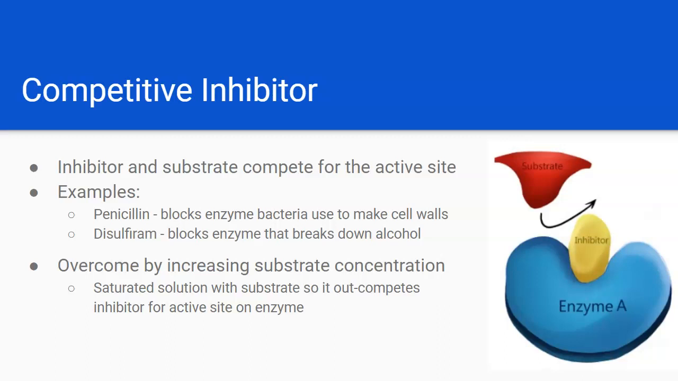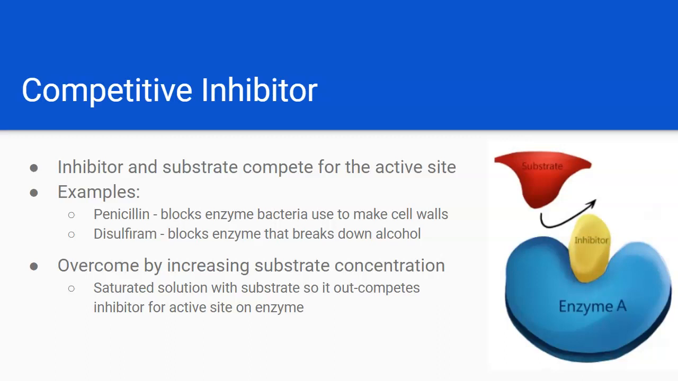Competitive inhibitors, like the name implies, literally compete for the active site. They are shaped in such a way that they can mimic the shape of the substrate, so the enzyme thinks that the inhibitor is a substrate and binds to it. When the inhibitor binds instead, it prevents the enzyme from acting on its substrate.